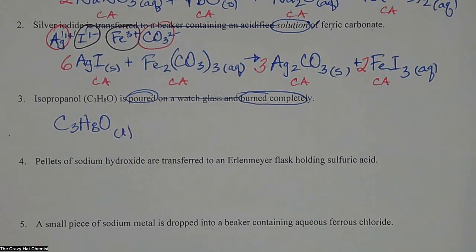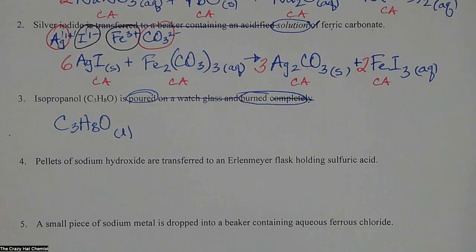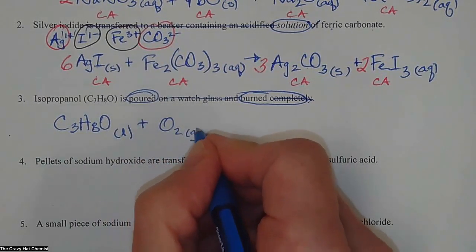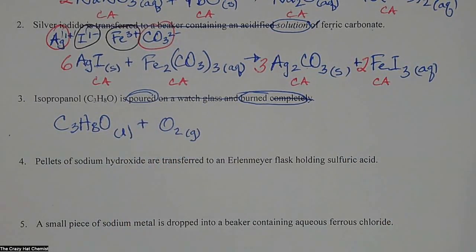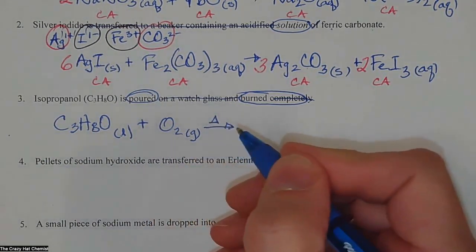So the burned completely, it just needs to say burned, but burned completely means that this is a combustion reaction. So we're going to add molecular oxygen that is in the gaseous state. It's diatomic. And then we have an arrow with a delta.